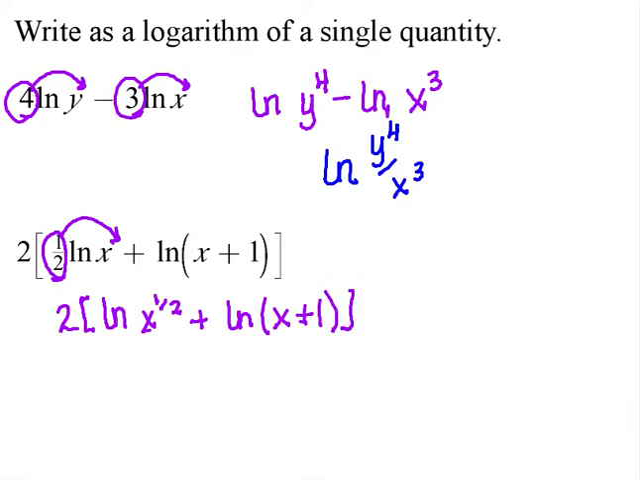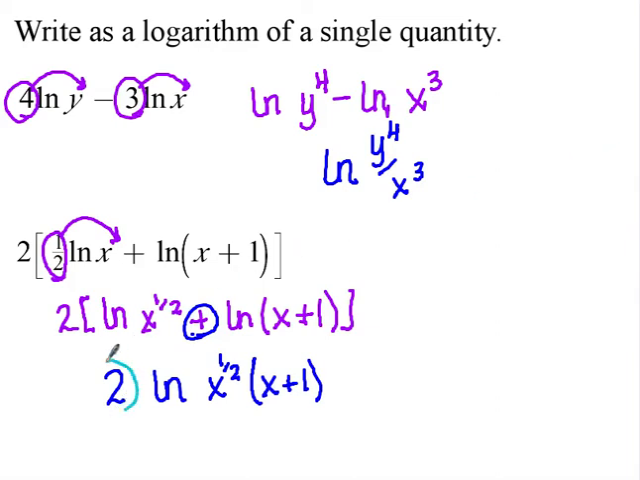So things I'm looking for: coefficients, addition, and subtraction. What does this mean if I add it? I multiplied, so really I have natural log of x to the 1/2, and then what? X plus 1. Now I'm going to take care of that 2, and what am I going to do with that 2? Put it in the back, exactly right.